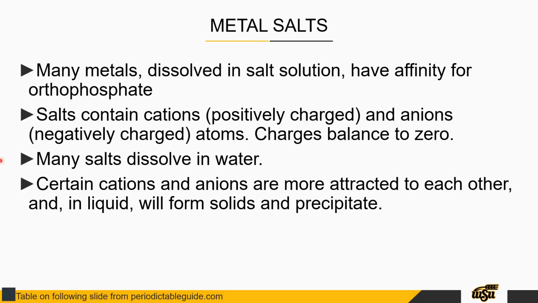So certain cations and anions are going to be more attracted to each other. So sodium likes chloride, but sodium may also like other molecules out there floating around in the water. And when you're dissolved in liquid, some of those interactions will actually form what are called precipitates. And that is what we're going for when we're adding chemical to wastewater streams to remove orthophosphate. In order to remove it, we want to precipitate out orthophosphate reacted with salt.